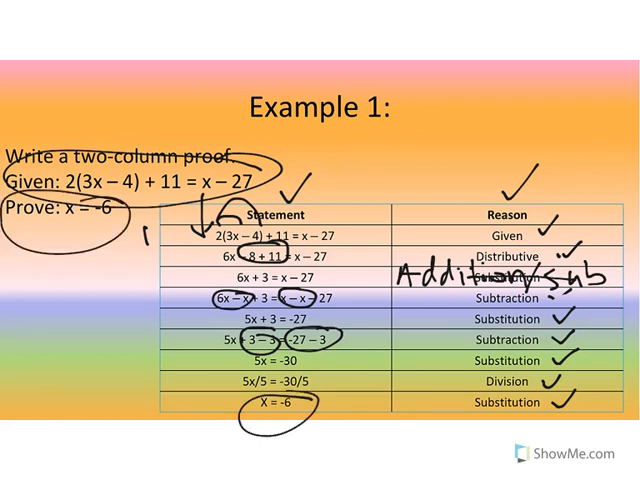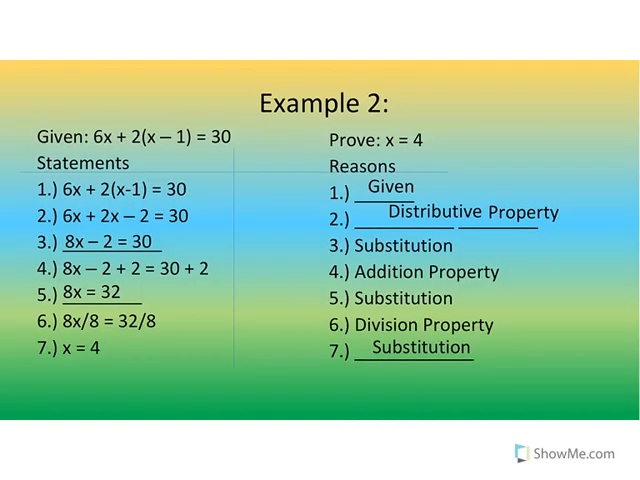So then when we're doing our proof, your first step will always be your given, and your last step will always be your proof. And in between are your step and your reasoning. Right, let's go on to our example 2.